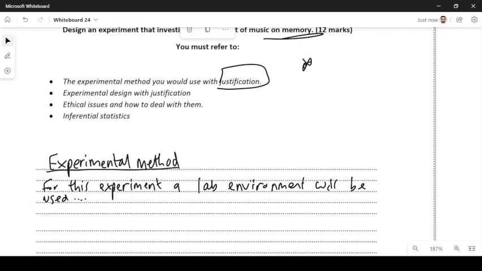Now, another bullet point they sometimes put up here is to comment on the variables. So that could be like the IV, the DV, extraneous variables, those types of things. So you've really got to tailor it depending, and I've just picked 4 random bullet points to give you an idea.